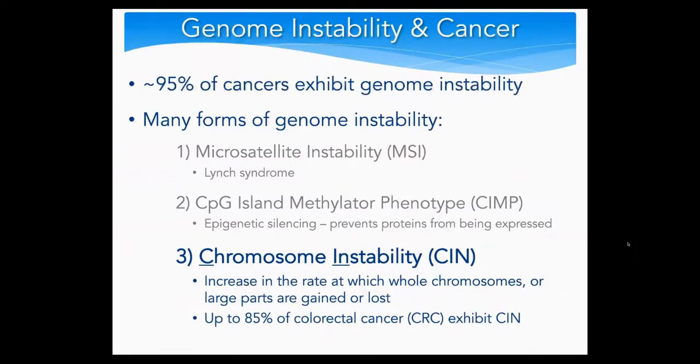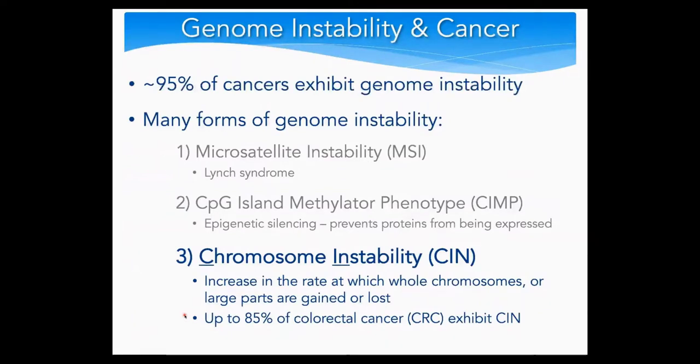We are very much interested in genome instability and its relationship with cancer. In fact, many of you will know that up to 95% of all cancers exhibit some form of genome instability. And there are many different forms. There's three that are listed here: microsatellite instability, CpG island methylated phenotype, and what we are interested in, chromosome instability. Chromosome instability is defined as an increase in the rate at which whole chromosomes or large chromosomal fragments are gained or lost. And in the context of a population of cells, this is very much a driver of cell-to-cell heterogeneity, and it's often that heterogeneity that we are assessing within those quantitative imaging microscopy approaches.